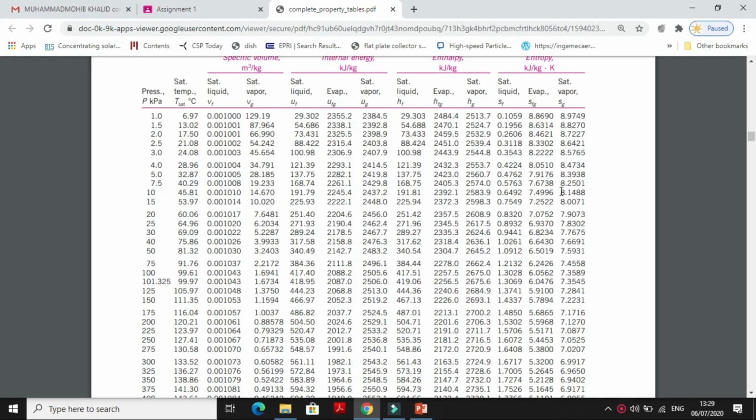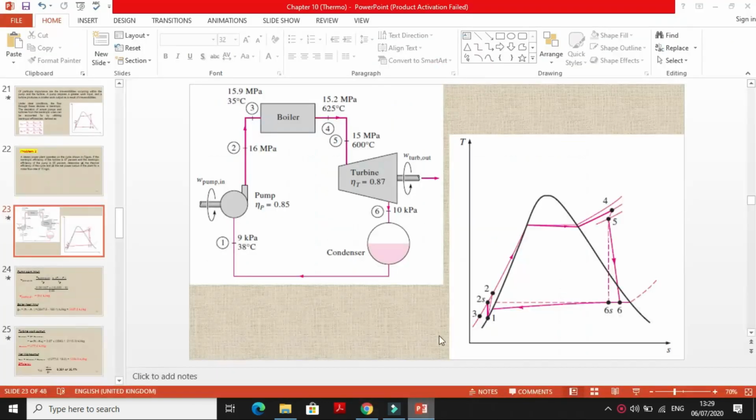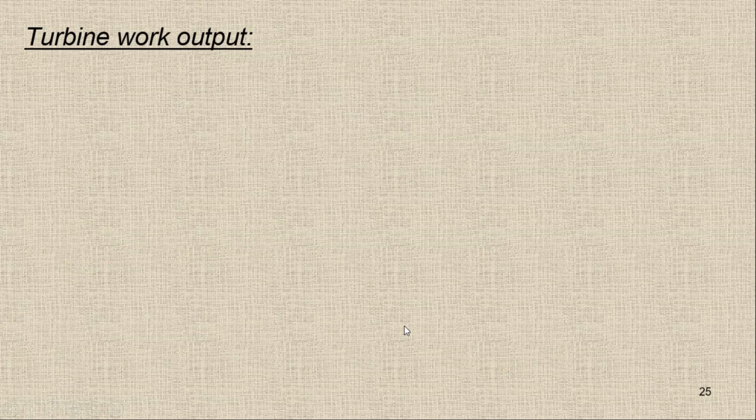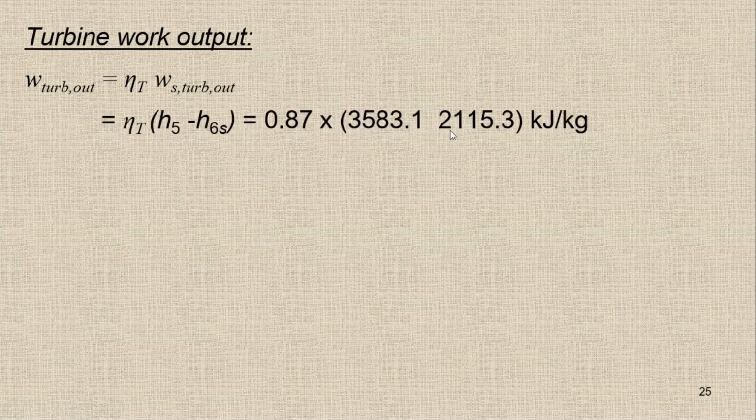So first of all, we have to find the value of X6, the quality, and with the help of that quality, we will find the value of H6S. When you solve this complete equation, the H6 value will be around 2115.3. So after solving all these steps, you will get 2115.3. So this is the H6S.